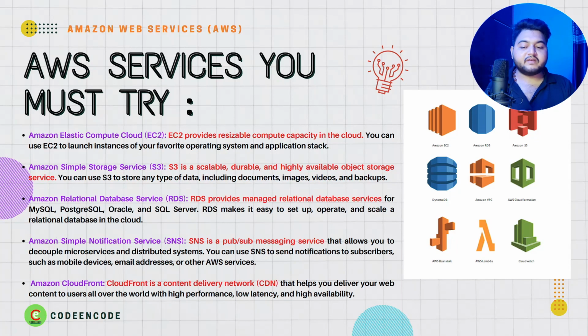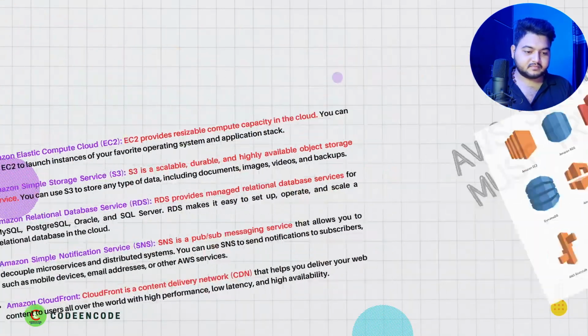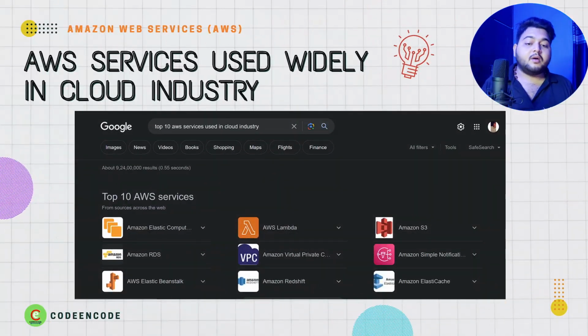Now we have Amazon CloudFront, which is a content delivery network that helps you deliver your web application or contents to all users over the web with high performance, low latency and high availability. Cool. Now I have searched for the top 10 services which are widely used in the cloud industry.